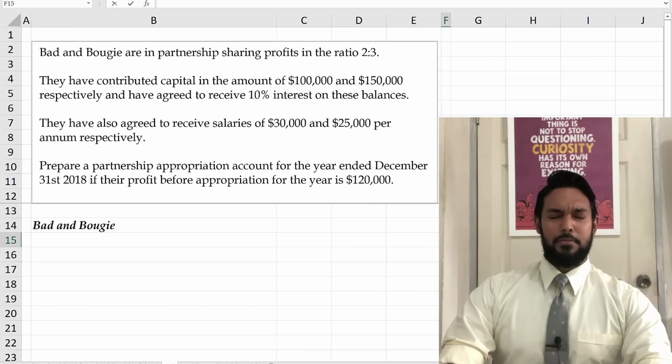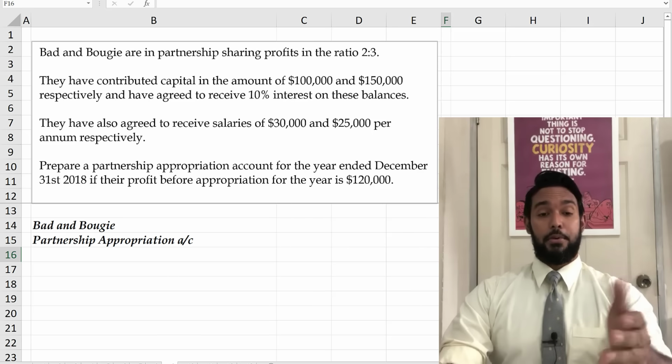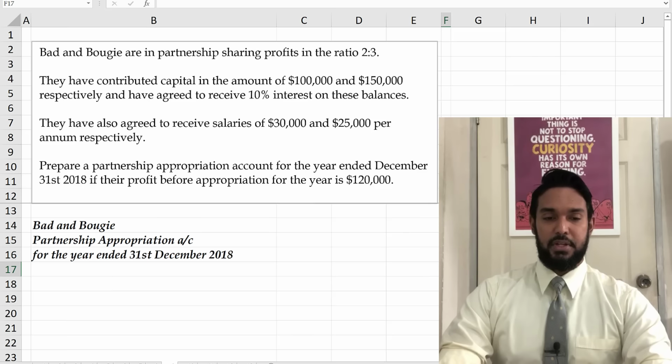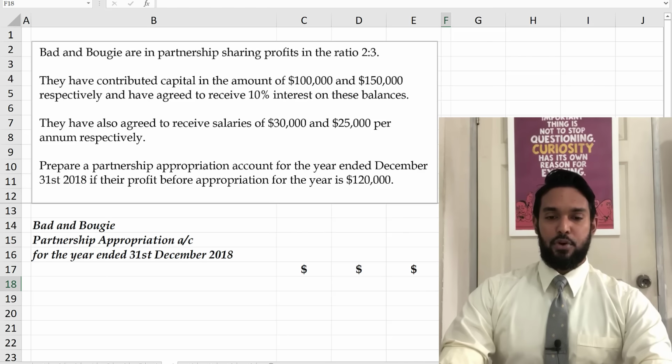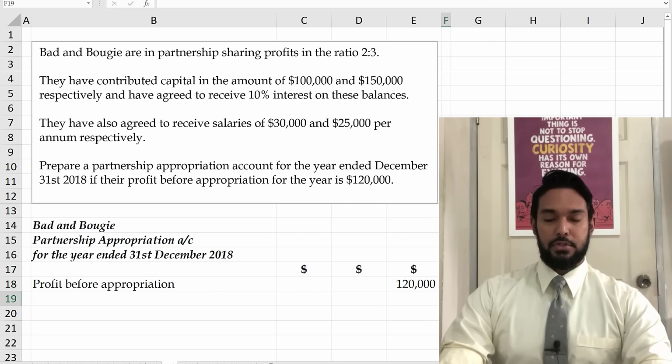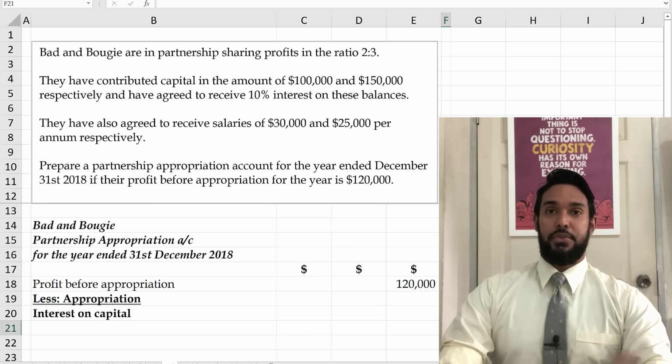Partnership appropriation account for the year ended 31st December 2018. Net profit before appropriation, $120,000. Less appropriation, I'm going to start with the interest on capital.